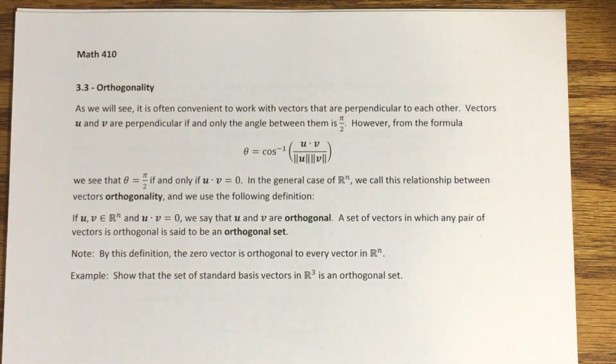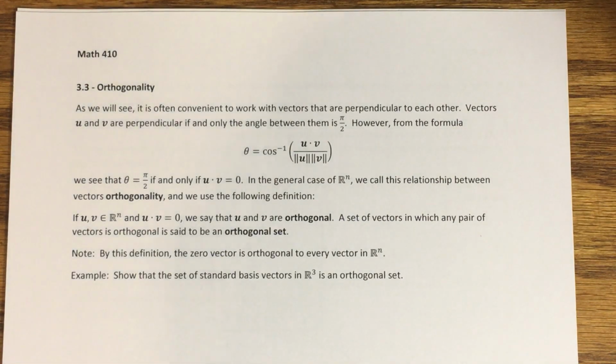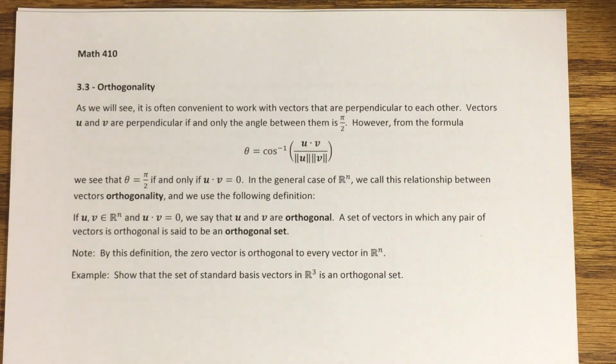Okay, so now we're in section 3.3. The topic here is orthogonality. So back in the previous section, 3.2, we talked about the dot product and how we can use the dot product for a number of things, one of which was to determine the angle between two vectors.